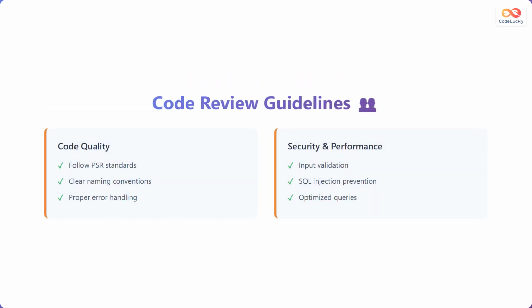Now let's explore code review guidelines. Code reviews are an important part of a collaborative development process. When reviewing code, focus on code quality. Ensure that the code follows PSR standards, uses clear naming conventions, and has proper error handling. Also, pay attention to security and performance. Check for input validation, SQL injection prevention, and optimized queries. Thorough code reviews help improve code quality and reduce the risk of introducing bugs or security vulnerabilities.